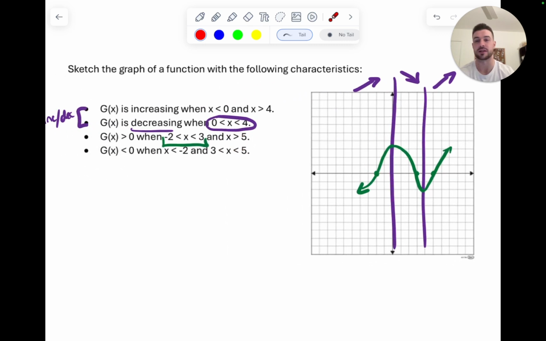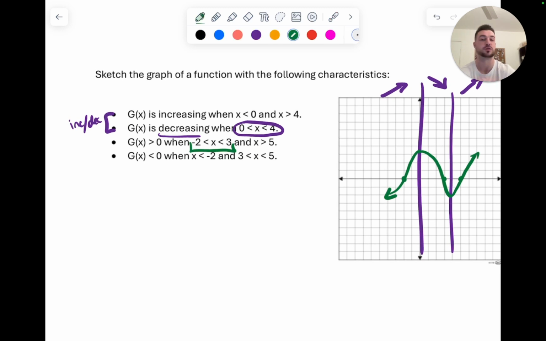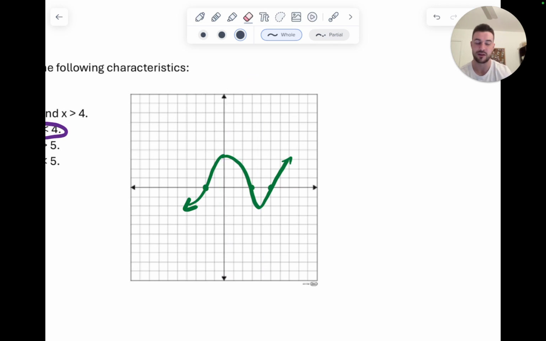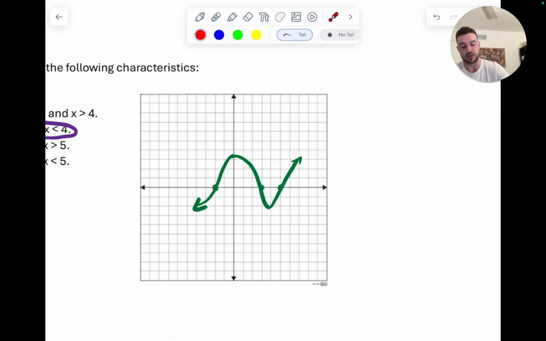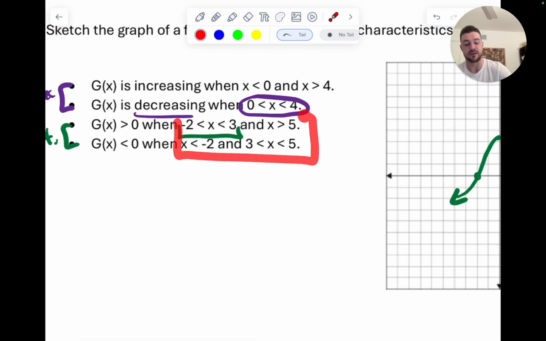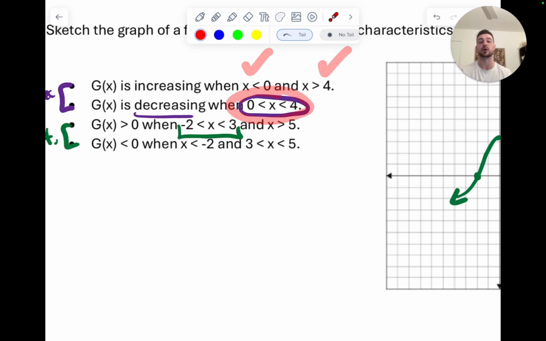So realistically, the first two bullet points are telling us where we're going up and down. The next two bullet points are just telling us our x-intercepts, and then we kind of combine that information to make a smooth curve through each of those points. So again, this isn't the only option. We could have a polynomial function that was much more steep, but as long as we are meeting the characteristics where we are crossing through the x-axis at these values, and we are decreasing between here and increasing everywhere else, it works.